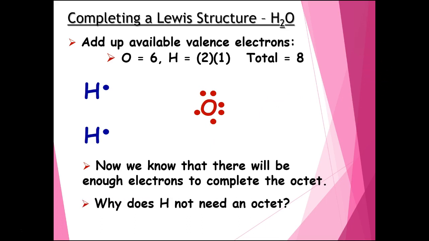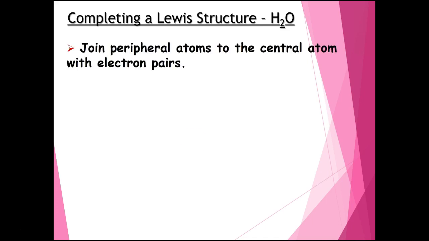Okay, so why does hydrogen not need an octet? It's in the first energy level, and a duet is good for it. It gets to helium, so that's okay. So then we start to join the atoms together. So we have oxygen there. We join it with the first hydrogen, and we join it with the second hydrogen. And here we have the dot structure for water right there.